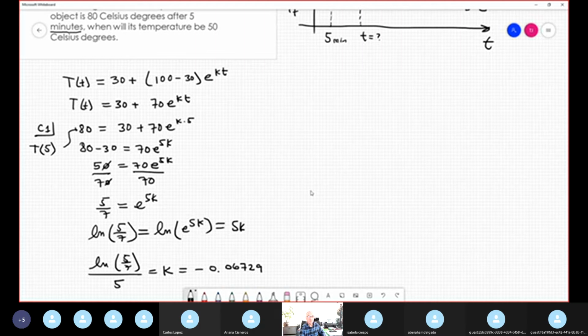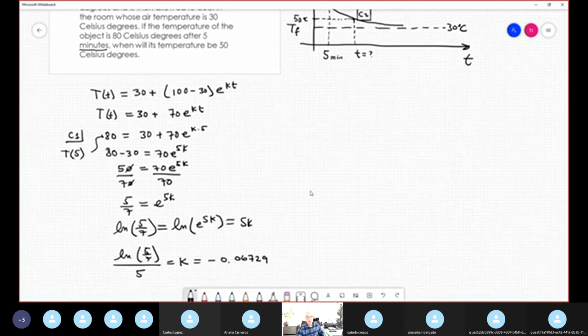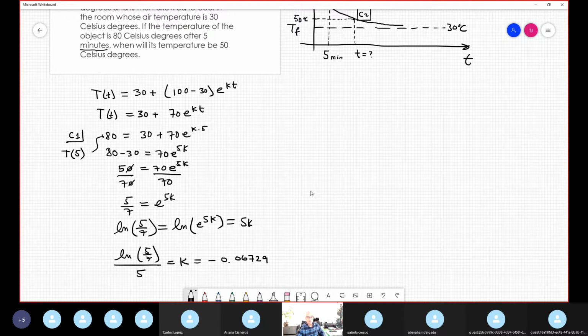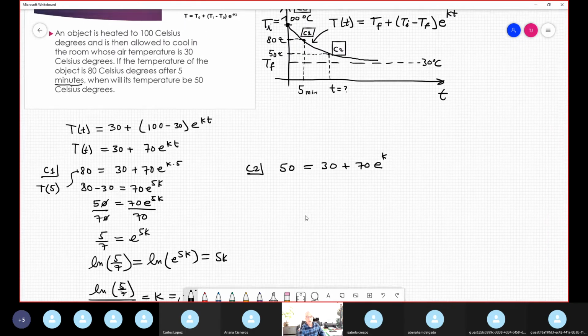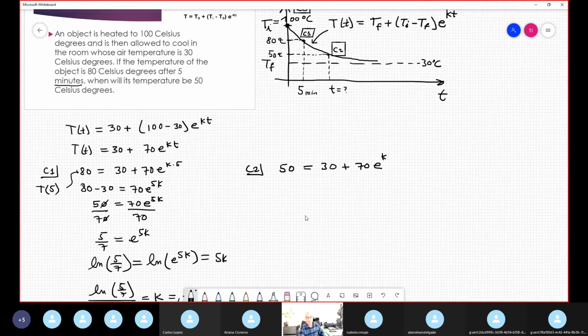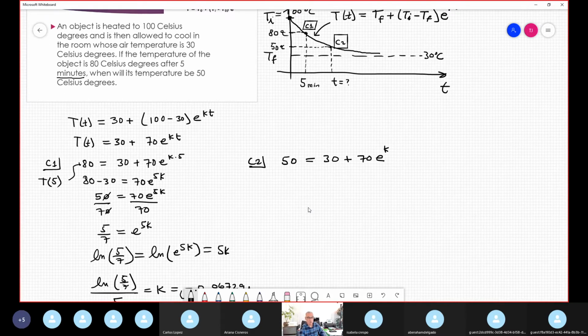Okay, now I go back to the second part. The second part is temperature 50. So condition 2 is 50. The formula is the same, 30 plus 70 exponential. The k I have in my hand is that value. By the way, it is negative. And a negative k indicates that this exponential is decay. It's going down. And it makes sense because it's cooling. The temperature is decreasing. Multiplied by t, I have no idea who is t. I solve for t in this exponential equation.